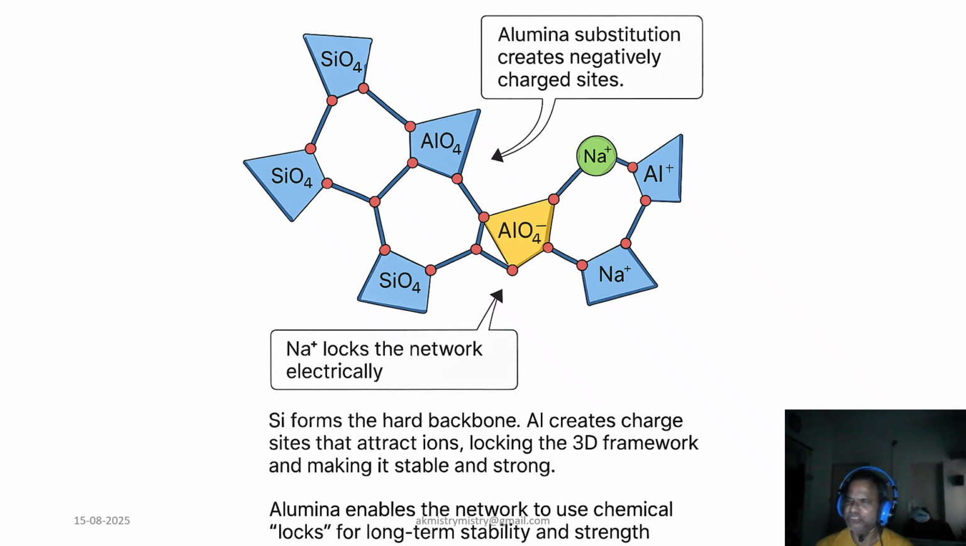Chemical locking in the geopolymer network is where its success story lies. In geopolymerization, silicon dioxide forms a hard backbone of the structure. Alumina substitutes into the network, creating negatively charged sites. These sites attract sodium ions, which electrically lock the framework. This locking stabilizes the three-dimensional network, making it strong and durable. Alumina acts as a chemical key, enabling long-term strength and stability in the geopolymer matrix.